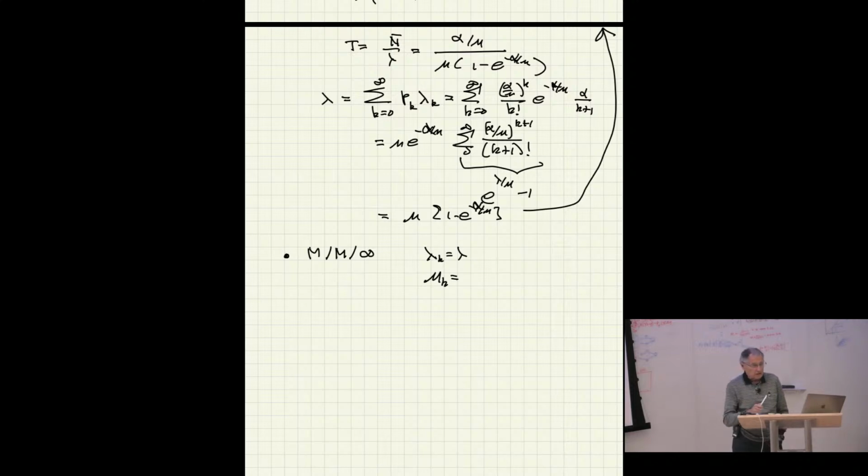If nobody's in the system, at what rate are people leaving? 0. There's nobody there. If there's one person in the system, she's got her own server, she's leaving at a rate mu. If there's 2 people in there, they both got their own server. At what rate is the system pumping people out? 2 mu. 2 servers busy, each pumping at a rate mu. Okay? So what should mu k be? K mu. Again, k equals 0, 1, etc. And same up here. Now you can start with 1, it doesn't matter, but 0 does it as well.